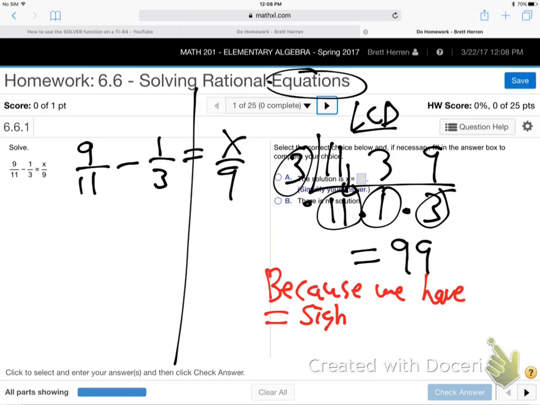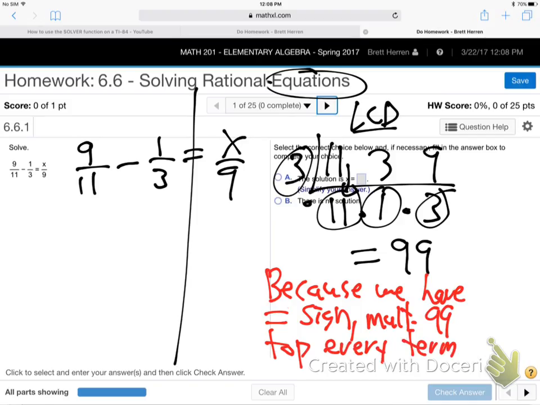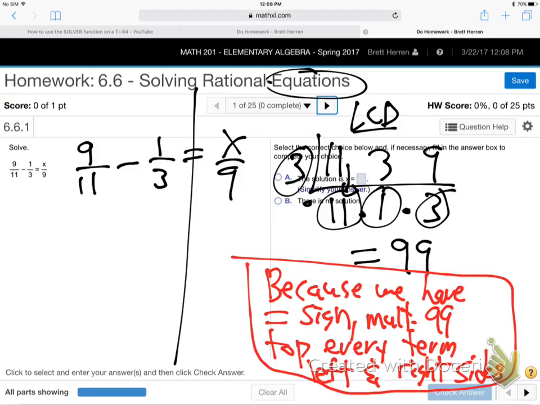Because we have an equal sign, multiply the 99 in the top of every term, left and right sides. That's the new step, and it'll be nice. Because we have an equal sign, multiply the 99 in the top of every term, left and right.